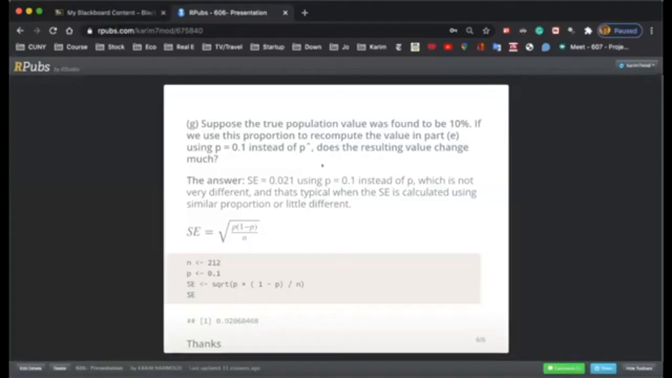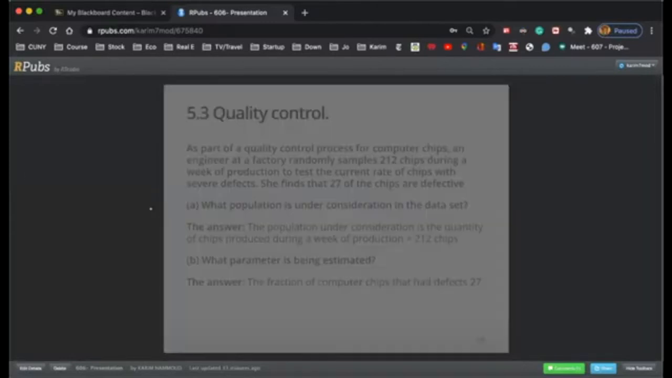Last but not least, we're going to go back to Karim. All right, are things working better now? Yes, let me share. Okay, can you see my screen? I can. Okay. All right. Let me go back to the beginning.